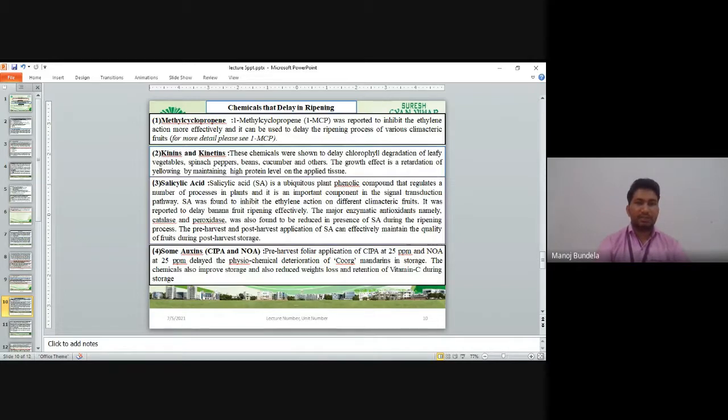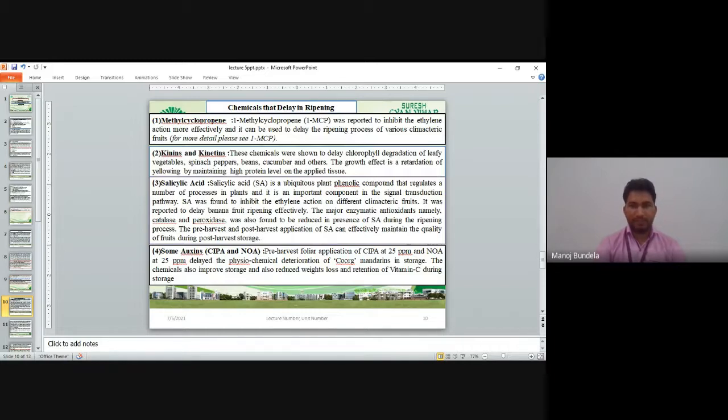Next is salicylic acid. Salicylic acid is a ubiquitous plant phenolic compound that regulates a number of processes in plants and it is an important compound in the signal transduction pathway. Salicylic acid was found to inhibit the ethylene action on different climacteric fruits. It was reported to delay banana fruit ripening effectively.